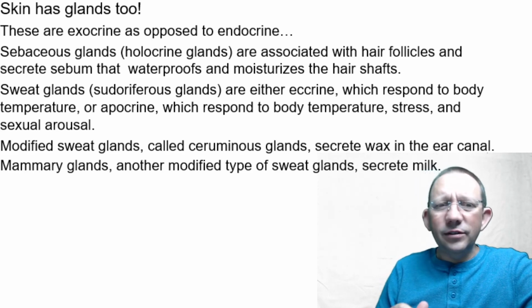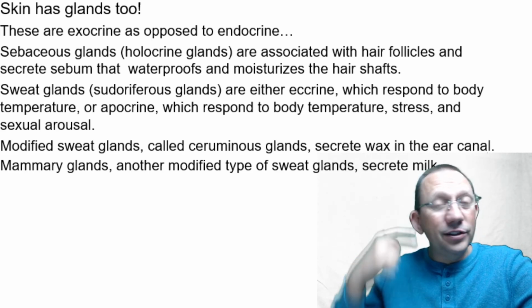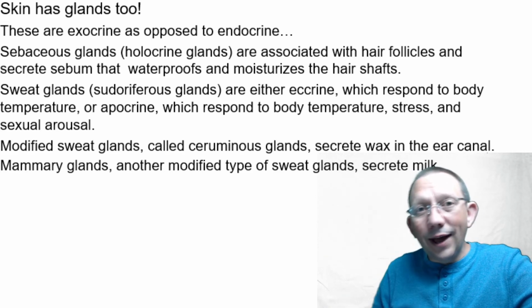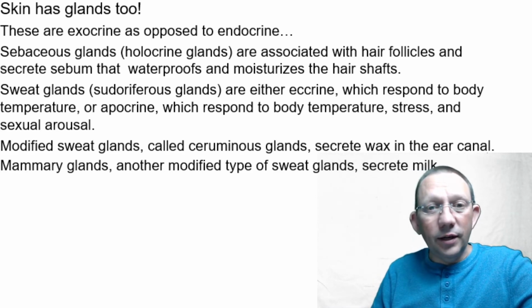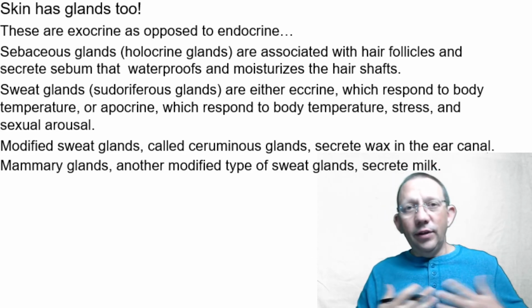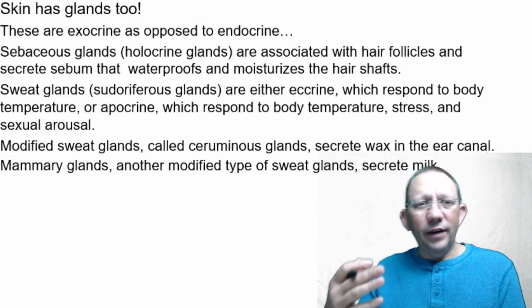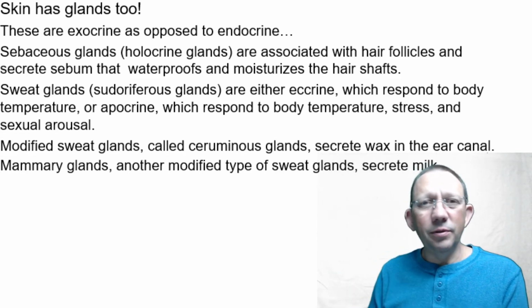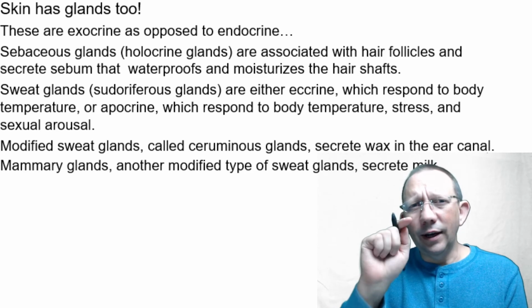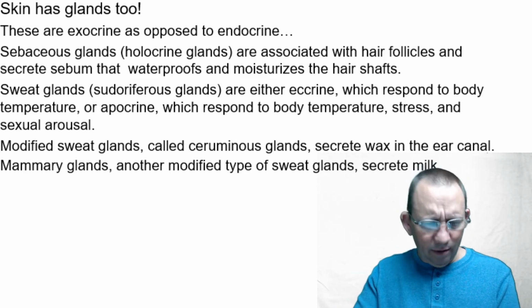Now, modified sweat glands, called ceruminous glands, in the ear secrete wax. The increase in wax shows an increase in stress. Okay, so we want to have those. Now, the last ones are called mammary glands, and that's in the breast tissue of the female, and those are actually modified sweat glands. They produce milk. So every time you drink milk, you're drinking cow sweat. How does that grab you?